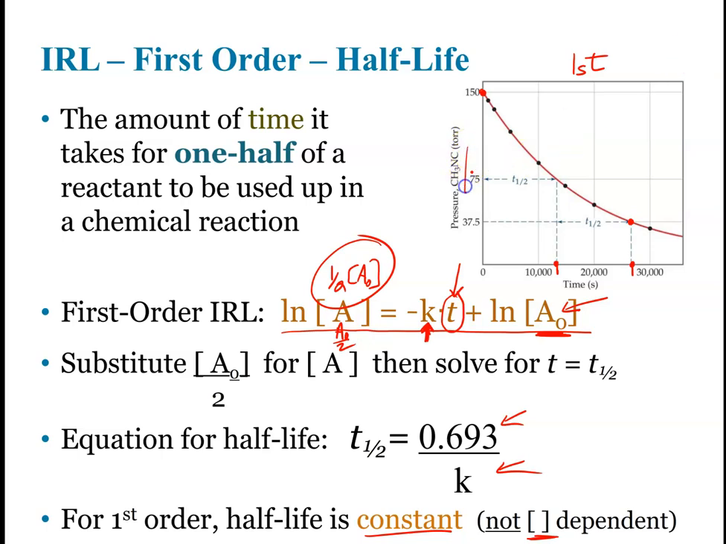The graph of concentration versus time is not linear, but the graph of natural log of concentration versus time must have been linear. They found the value for K, and you can see that the half-life is constant. All you really need to do to know the half-life of a first-order reaction is to find the value of K. Then the half-life is going to be 0.693 divided by K.